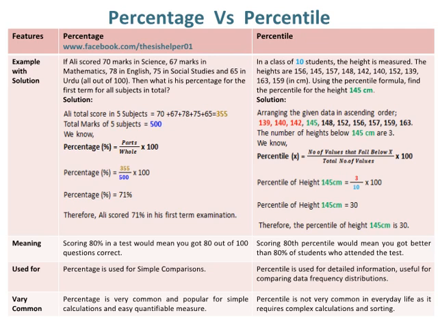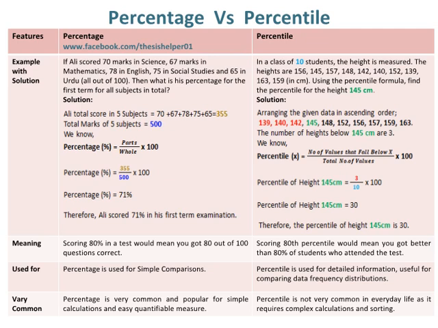Whereas, example with solution of percentile. In a class of 10 students, the height is measured. The heights are 156, 145, 157, 148, 142, 140, 152, 139, 163, and 159 in centimeters.